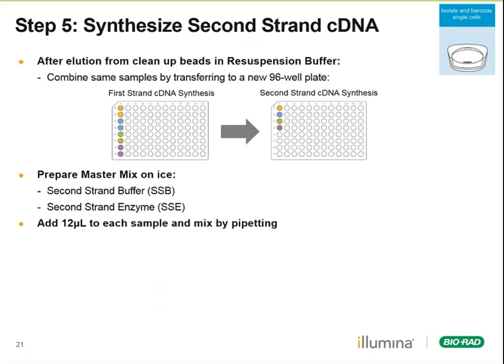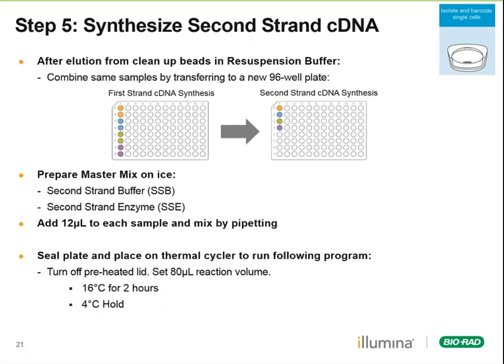We're going to prepare our second-strand cDNA synthesis master mix on ice and add 12 microliters to each sample and mix well. We're going to seal the plate and run the second-strand protocol. Some notes here, we're not using a heated lid. Also, because we combined our wells, it has an unusually large reaction volume. You're going to want to adjust this in your thermocycler protocol to 80 microliters.